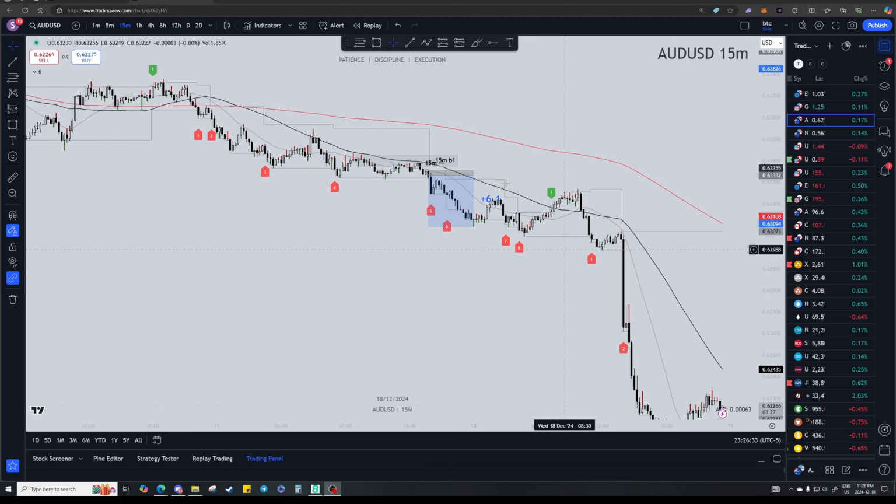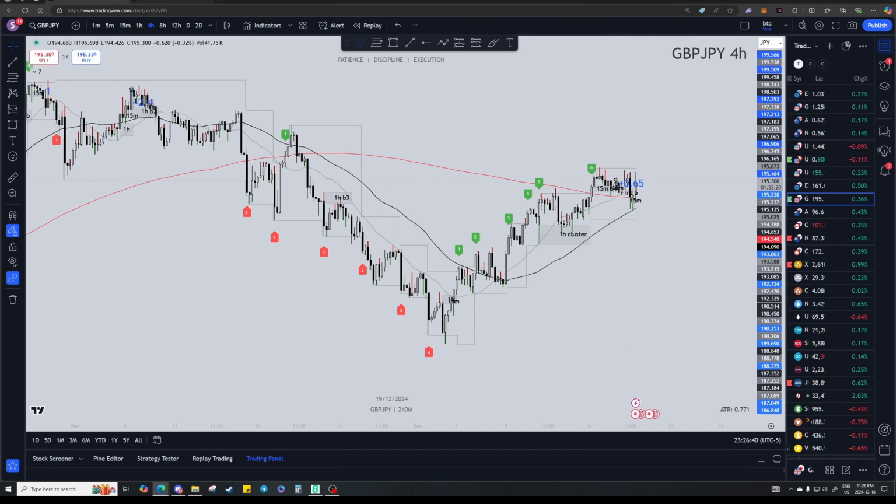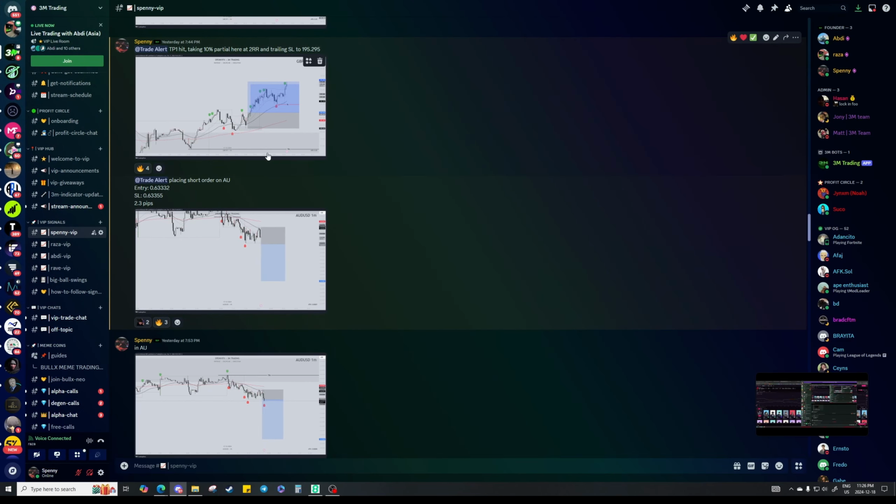So we're going to be going over a trade that I took on AUDUSD yesterday. I'll also quickly go over this GJ trade that I took as well, but the main focus of this video is going to be the AUDUSD trade that I took yesterday. It totaled 6.1 RR. As always, these trades are sent to our VIP members before entry.